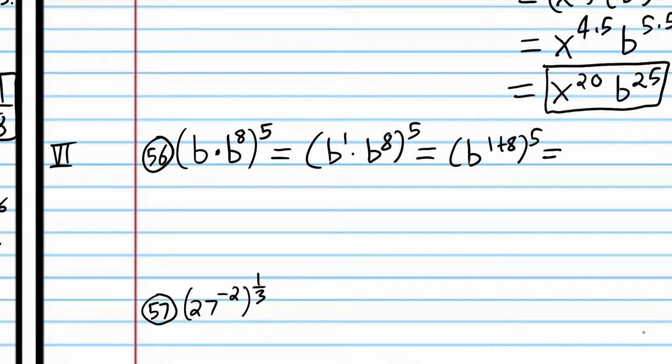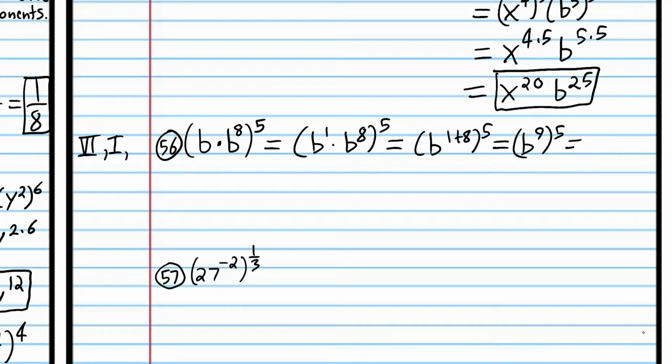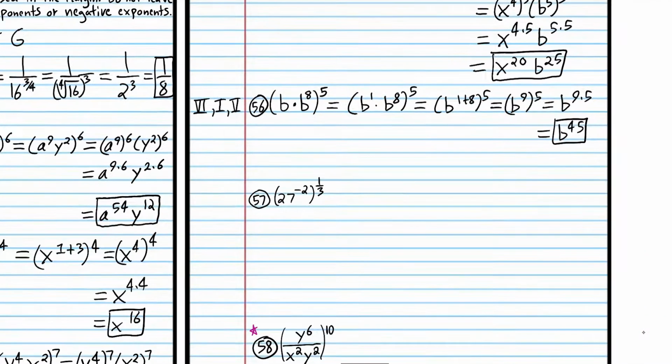And so we get b to the 9th power raised to the 5th power. And also we used rule number 1 there when we added the exponents. So now we're going to use rule number 5 to get b to the 9 times 5 power, which is equal to b to the 45th power. And that was rule number 5. So if you got that answer, good job.